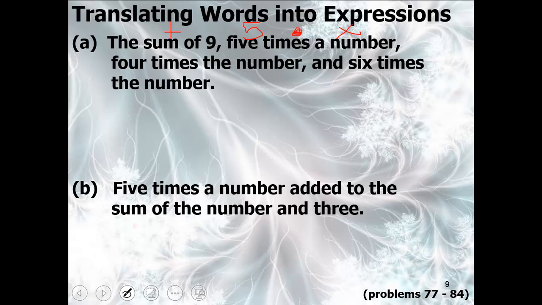Then 4 times the same number. Notice how it says the number. It's referring to the same one. So that's 4 times x. And then 6 times the number. All right? So I had to add all of them up together. So I had 9 plus 5x plus 4x plus 6x.